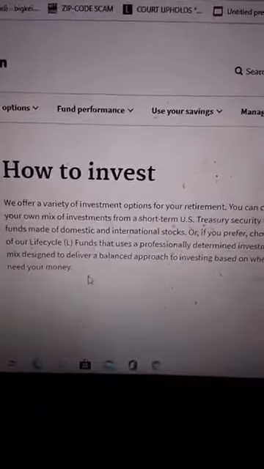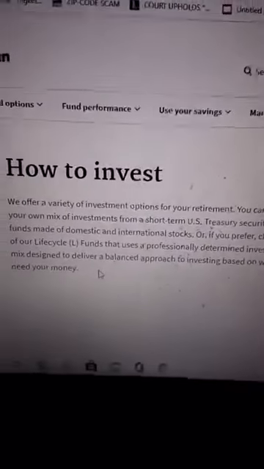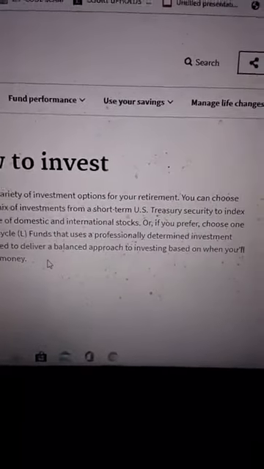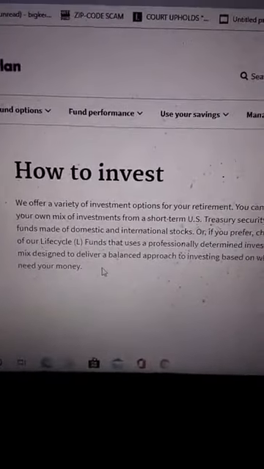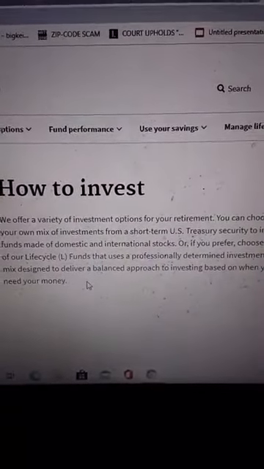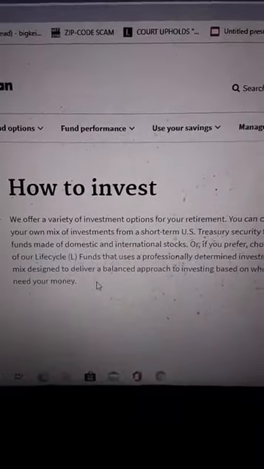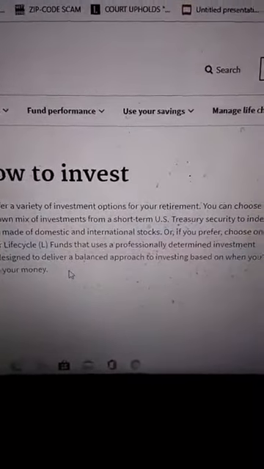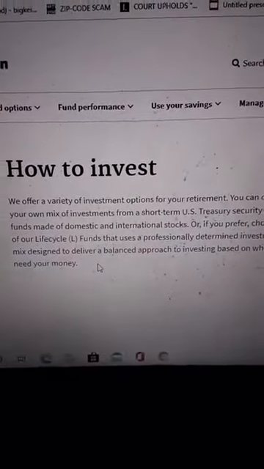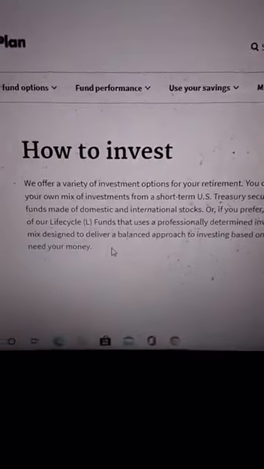We offer a variety of investment options for your retirement. You can choose your own mix of investments from a short-term U.S. Treasury security to index funds made of domestic and international stocks. Or if you prefer, choose one of our life cycle L funds that uses a professionally determined investment mix designed to deliver a balanced approach to investing based on when you'll need your money.